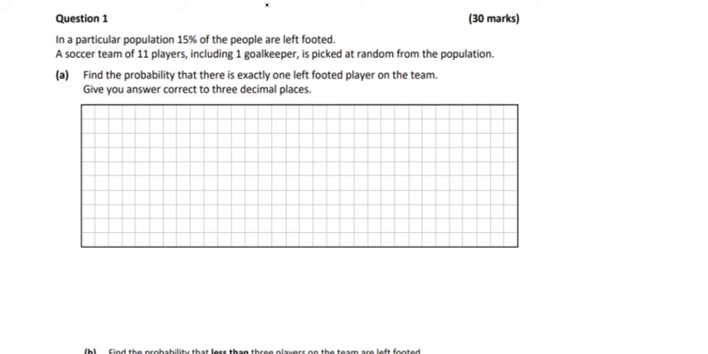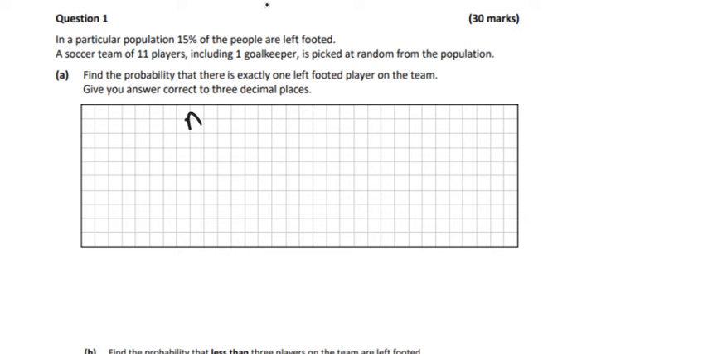So this is the 2021 Leaving Cert Higher Level Maths Paper 2. So question 1 is on probability. For part A, you're just going to be using that Bernoulli trial formula. So it's in your log table.